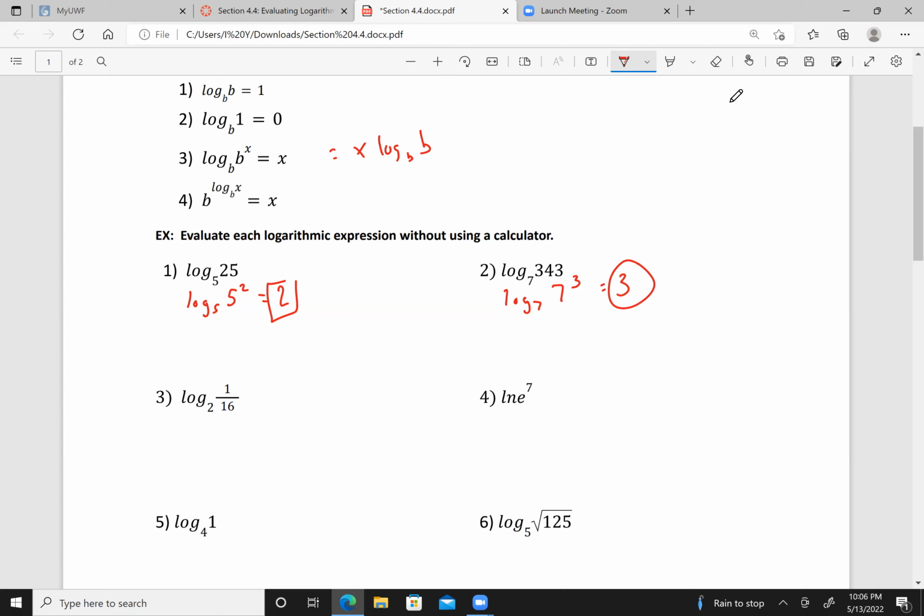Okay, looking at this, I have the log base 2 of 1 over 2 to the 4th, or 1 over 2 to the 4th, which is log base 2 of 2 to the negative 4th, which is negative 4. Here, it's a natural log, so this is a log base e of e to the 7th, so it's simply 7.